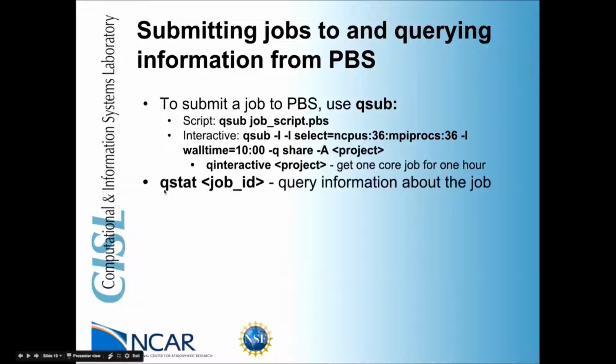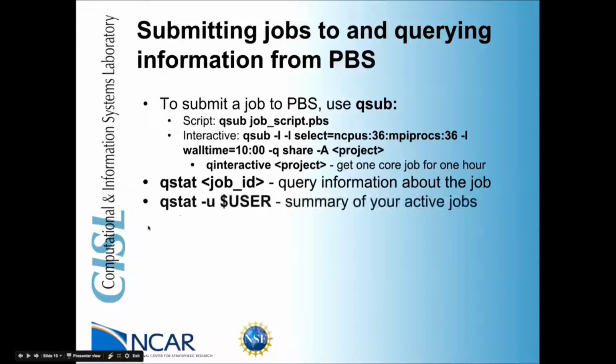There's qstat. This is how you query information about a job. If you give it a job number or job ID, that's how you would look it up. So this is the same thing as bjobs. If I do qstat -u and then my username, or $USER, I can get a summary of all of my active jobs. That's important. If you don't specify your username, you'll get every job on the system. It will be a big printout. That's different from the bjobs default, which if you just type bjobs by itself will give you only your jobs. So it's something to keep in mind.